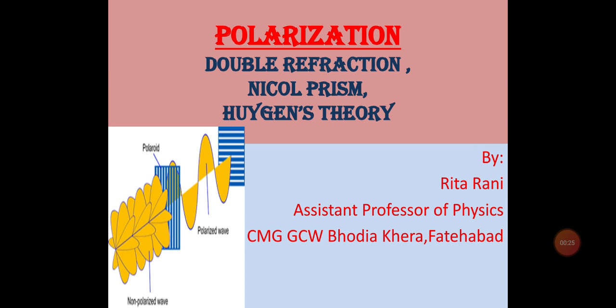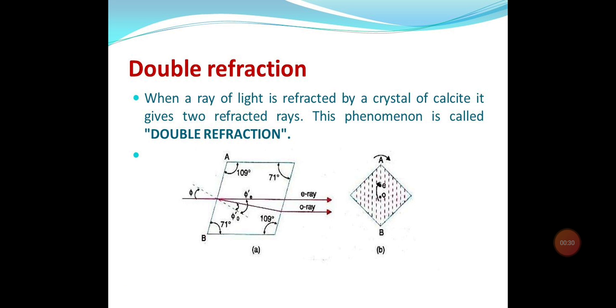In my previous video, I told you about double refraction. What was double refraction? When a ray of light is refracted by a crystal of calcite, it gives two refracted rays. This phenomenon is known as double refraction. We have already discussed this phenomenon.